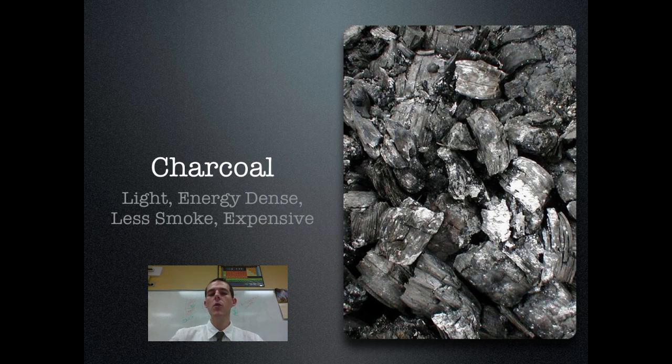Then we've got charcoal. If you take wood and burn it under very specific conditions, it becomes charcoal. Now charcoal is a decent option for biomass fuel because it is lighter than wood, so it's easy to transport. It is twice as energy dense, so you only need half as much charcoal to get the same amount of energy. It burns more cleanly, which means it releases less smoke. The problem with it is it's expensive because it takes a lot of trees to make a little bit of charcoal.